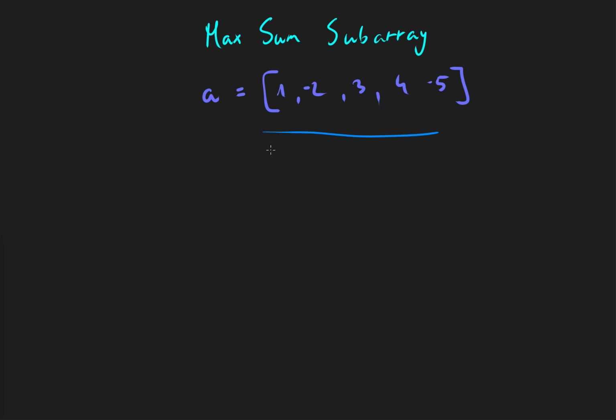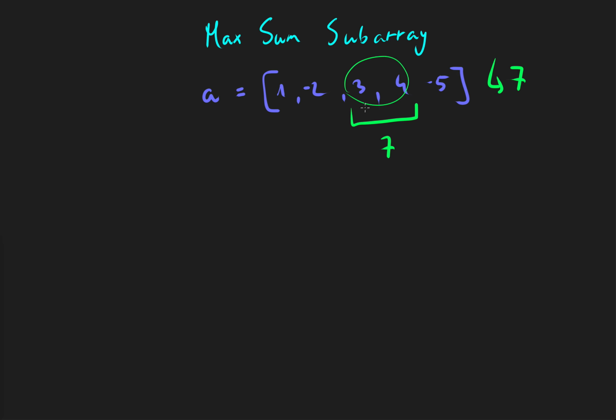So we have an array of integers, and they can be either positive or negative. And what we need to return is the maximum sum subarray. For this example, the return value would be 7. That's because 3 plus 4 is 7, and this is our maximum subarray.